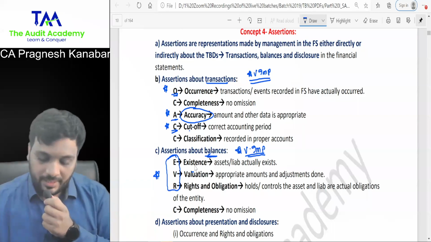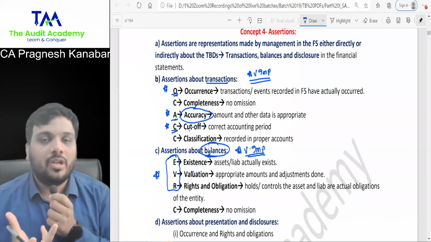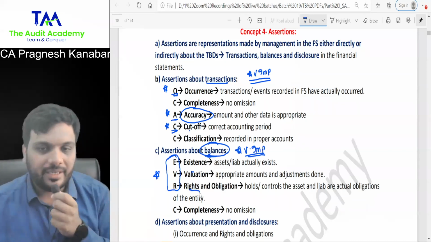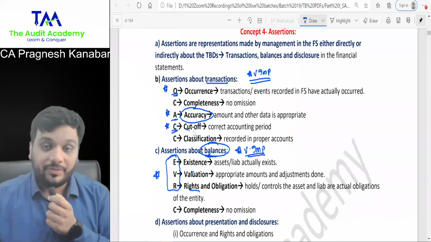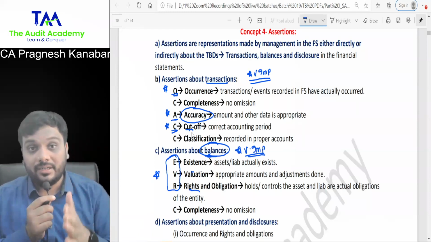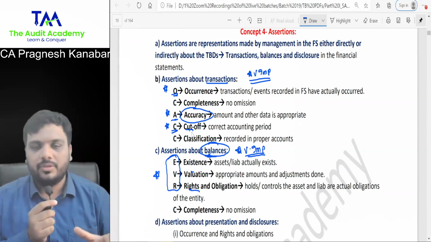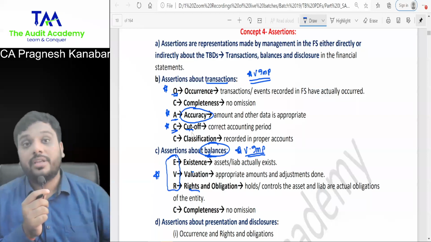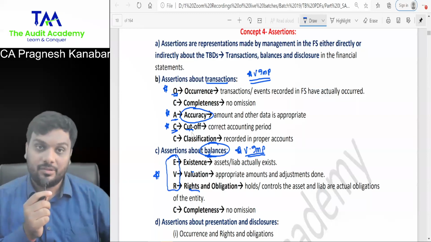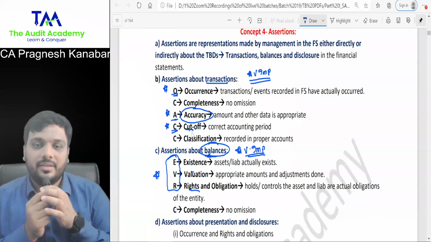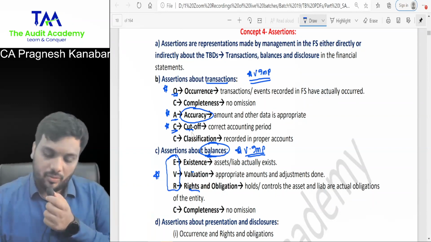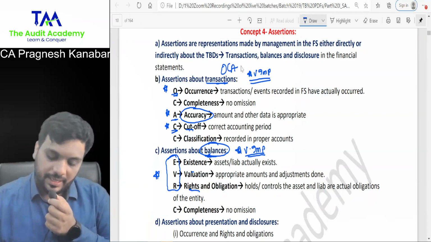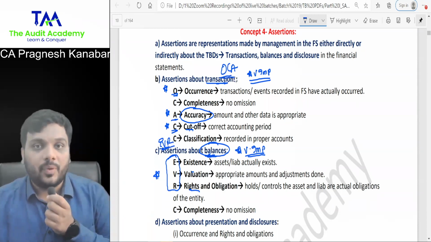All right. Now, in case of balances, it is all about assets and liabilities, so rights and obligation is very clear. In case of transactions, it is very important that till 31st March, that cutoff is adhered to. So correct accounting period. And obviously, we need to be also worried about events occurring after balance sheet date, which are adjusting events, non-adjusting events. So whether things have been recorded in the correct accounting period. So when it comes to transaction OCA, and when it comes to balances EVR, these are the unique points.